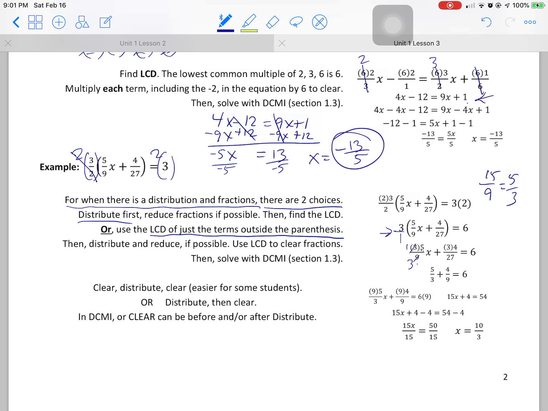Oh, I forgot to put my x in. Oops. Put that on my paper here. I dropped the little x.